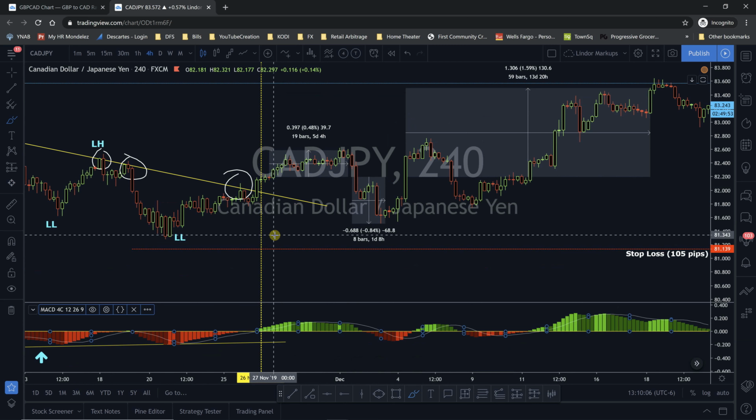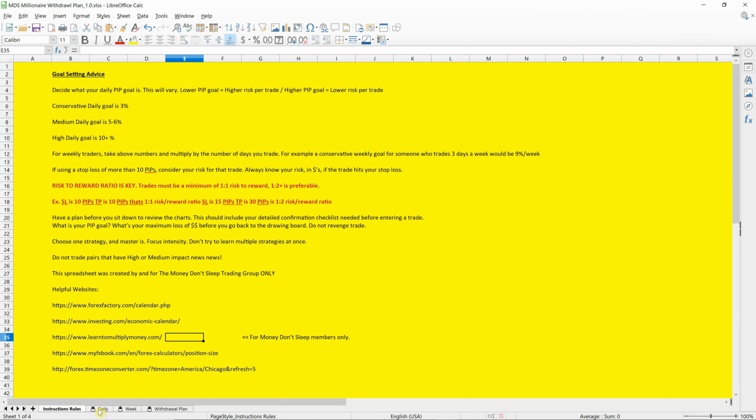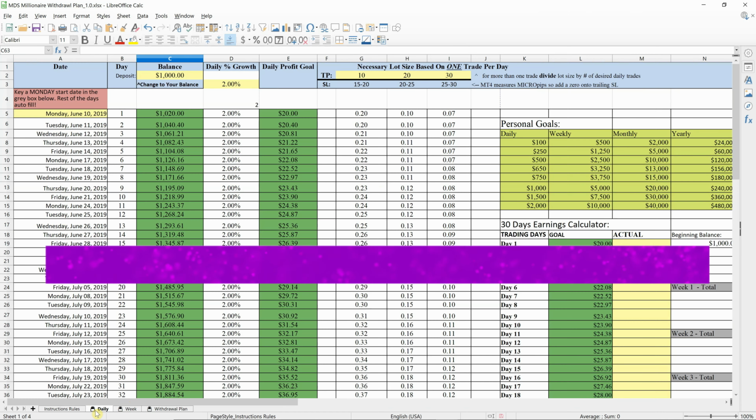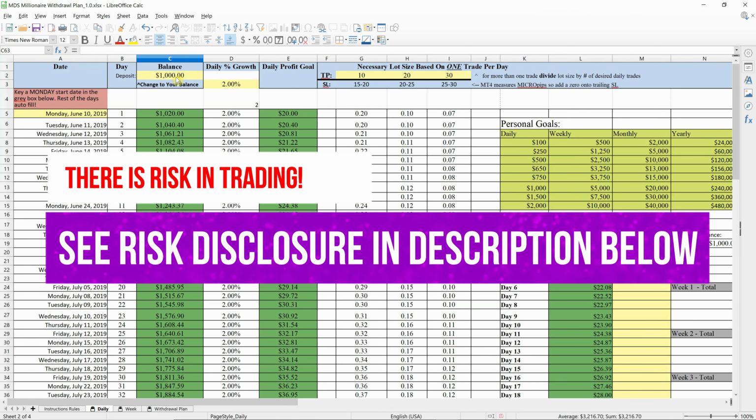Let's go and look at how we talked about the power of the percentage of growth of your account versus how many pips you catch. So let's go and take a look at that. So here, we're going to go over to our compounding sheet. We're going to go over to the daily. And so let's say you start off with a $1,000 account.